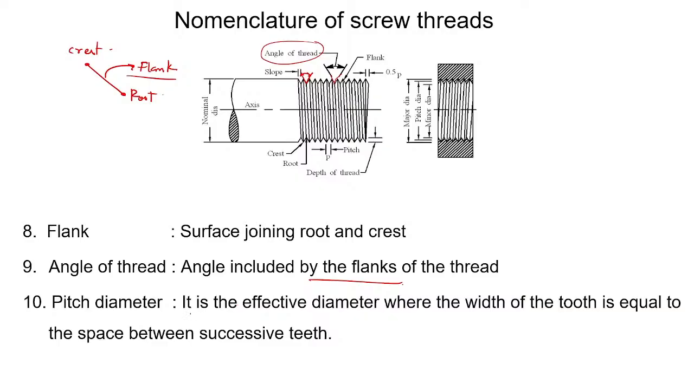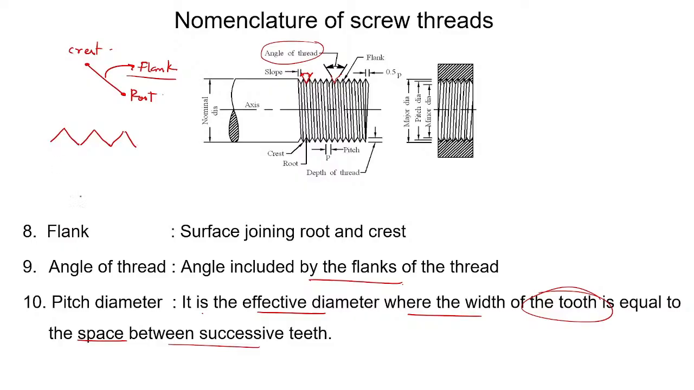Next is the pitch diameter. It is the effective diameter where the width of the tooth and the space between the consecutive teeth is the same. So here, let's say this is the thread. I am magnifying them as big triangles.